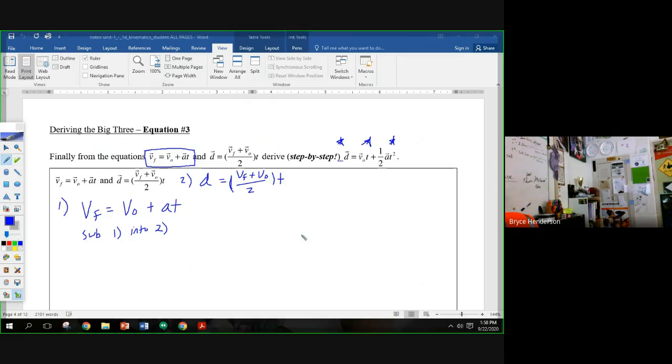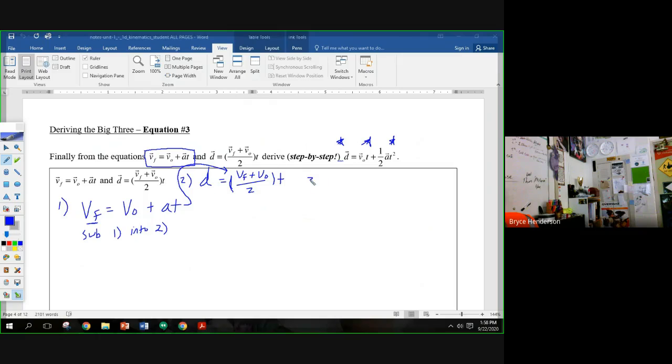But this time, is that an A or a B? Here. No, here, that's a B. Make them taller. This time, I'm going to plug it in for VF. So notice right here, I can plug in this VO plus AT. In place of VF, I'm going to plug in this full term.